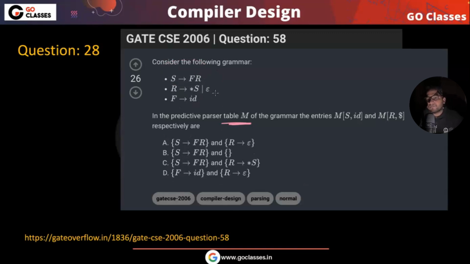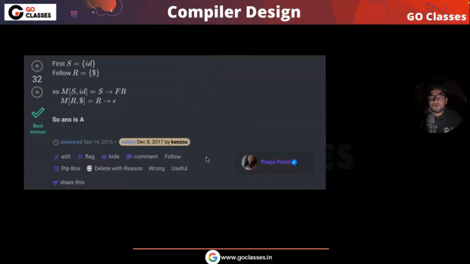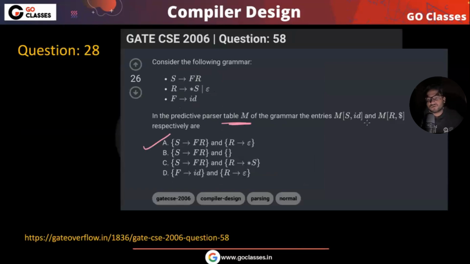So what is the answer? A, right? A is the answer. Okay. Easy question, but yeah. I mean, quite an easy question. You can easily do this question, right?